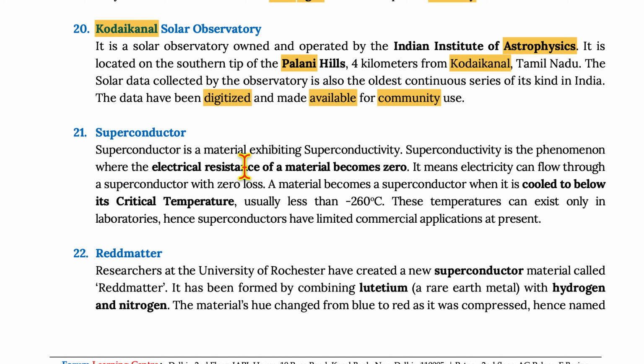Superconductor is a material exhibiting superconductivity. Superconductivity is the phenomenon where the electrical resistance of a material becomes zero. It means electricity can flow through a superconductor with zero loss. A material becomes a superconductor when it is cooled below its critical temperature, usually less than minus 260 degrees Celsius.